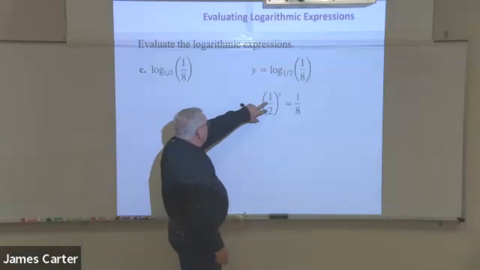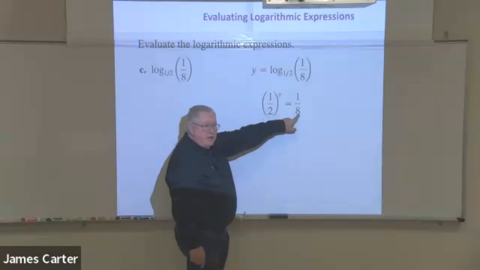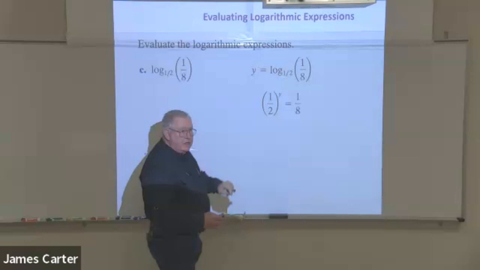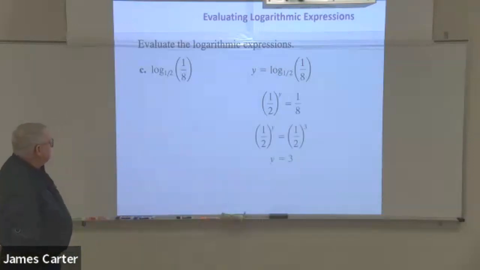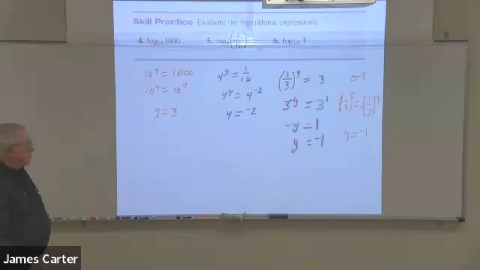One half times 1/2 times 1/2 is 1/8. So the answer is 3. Basically 2 goes into 8 3 times, since they're both over 1.